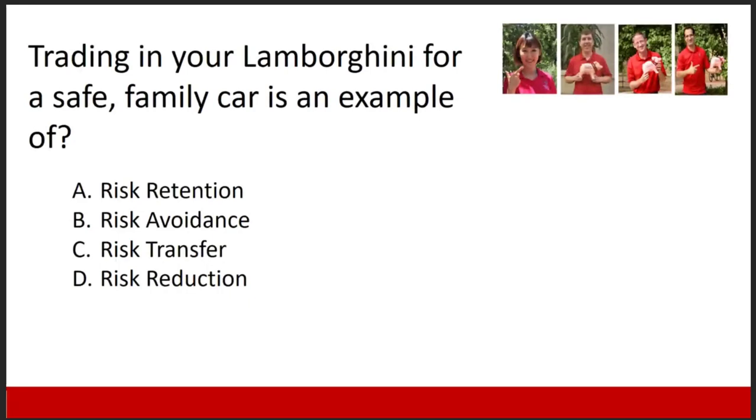Okay, what about this one? Trading in your Lamborghini for a safe family car is an example of D. We have risk reduction. That's exactly right. So if you traded a really expensive car that's really expensive to insure, the parts of it to replace would be really expensive, you could decide to get a safer car, and that's going to be reducing your risk.